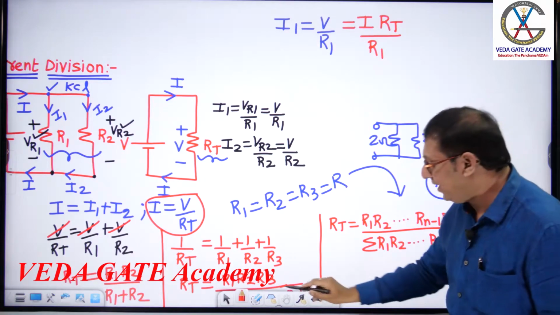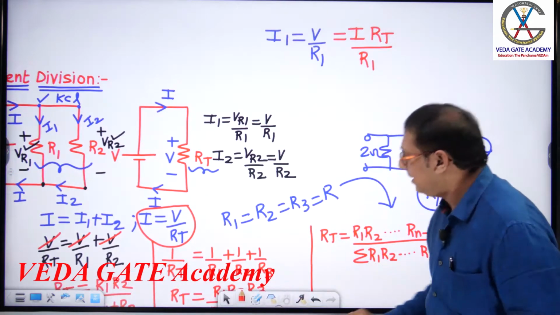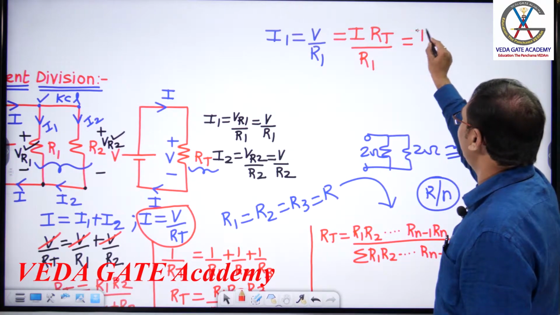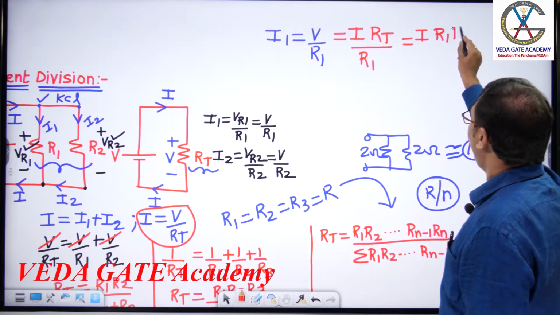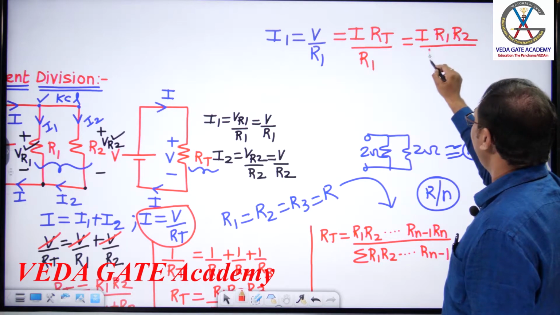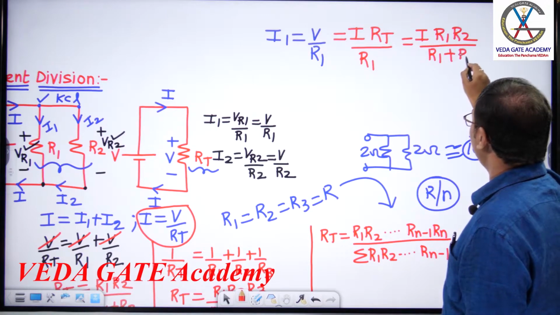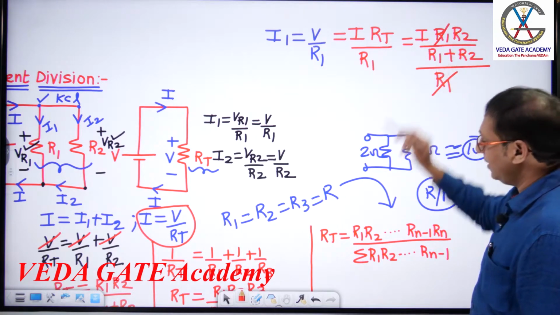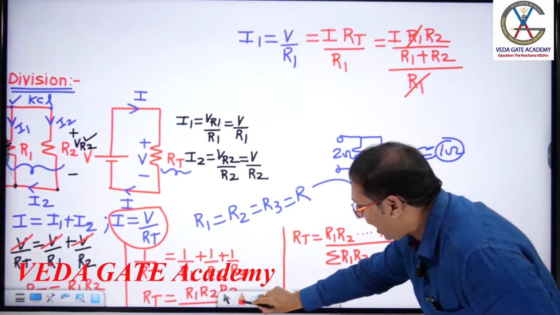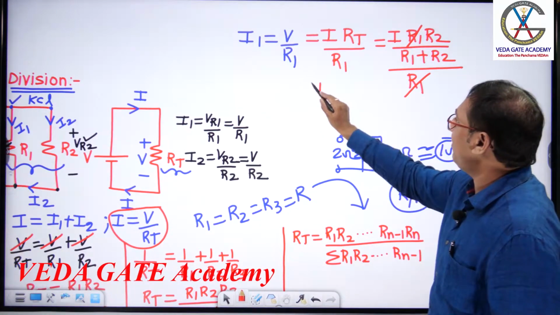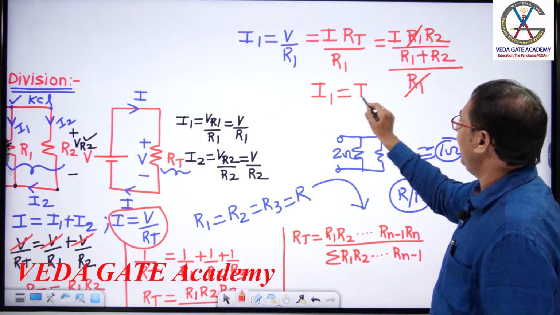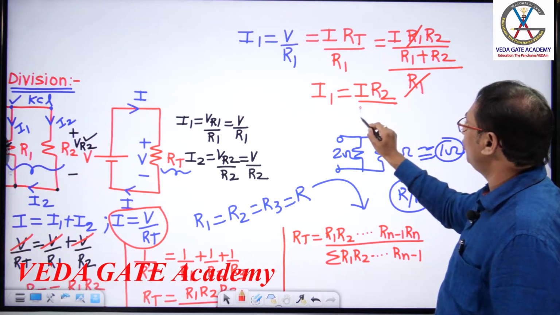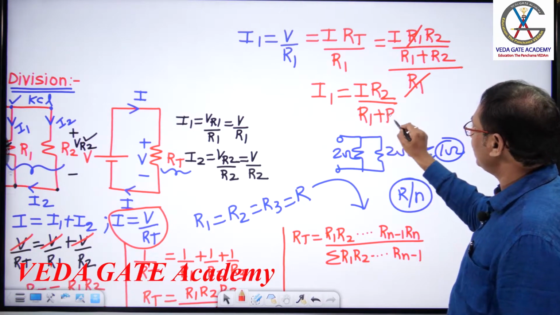Now, RT value we have for 2 resistors. Please substitute that value and tell me, sir, what you get? I into R1 R2 by R1 plus R2, divided by R1. R1 gets cancelled. What is the value of I1, dears? What is the value of I1? It is simply I into R2 by R1 plus R2.